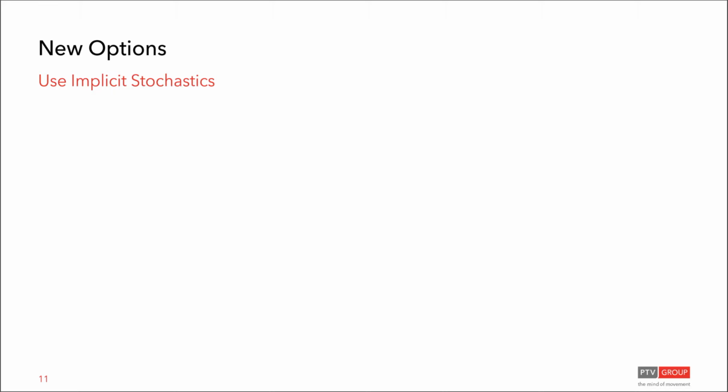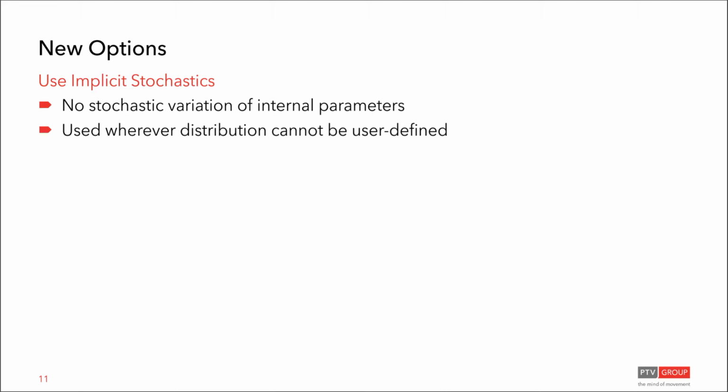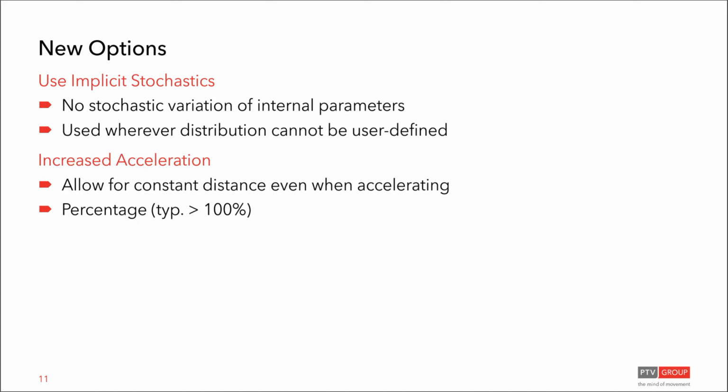Then the other option is to use implicit stochastic, meaning before there were still stochastics within the driving behavior which you were not able to influence. So you were not able to really replicate the same behavior for the same situation for the same vehicle. There were always stochastics internally. And now you have a checkbox where you can switch it off, and then the vehicle will not use this implicit stochastic. That was used for how the braking pedal and the throttle are being pressed, for example.